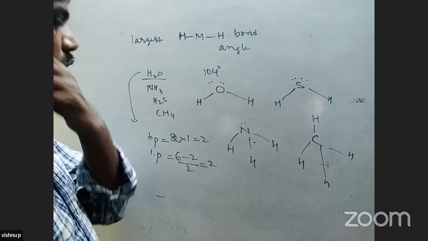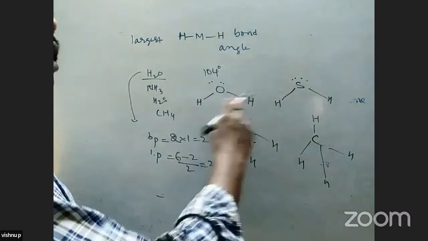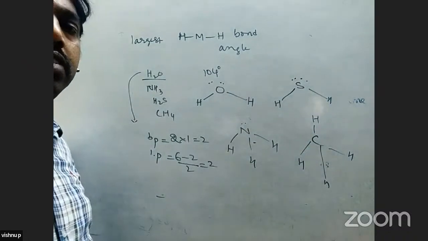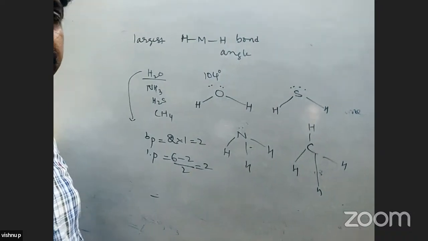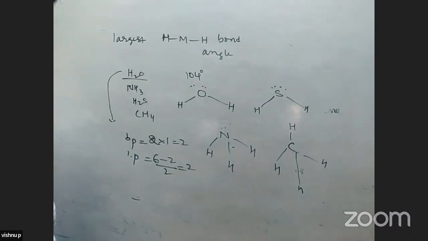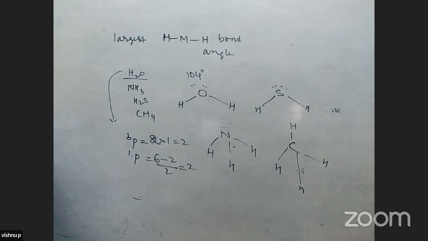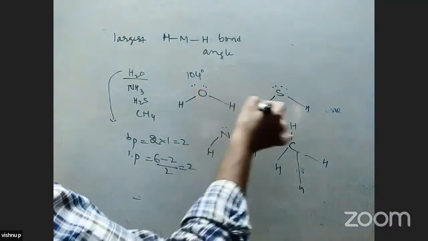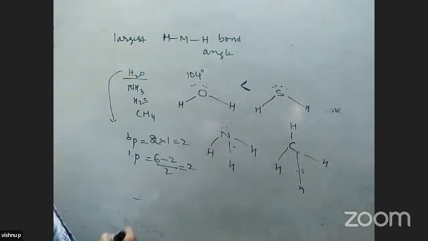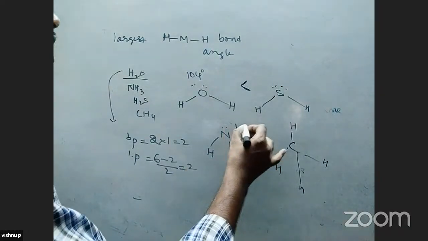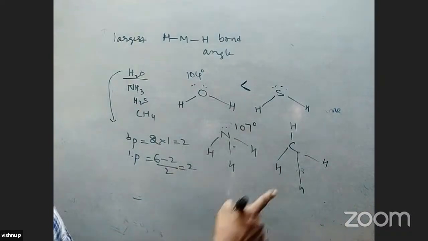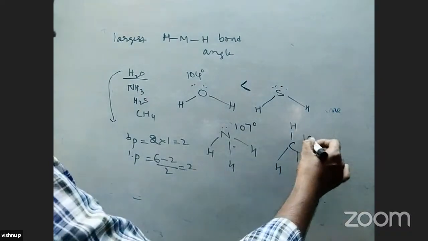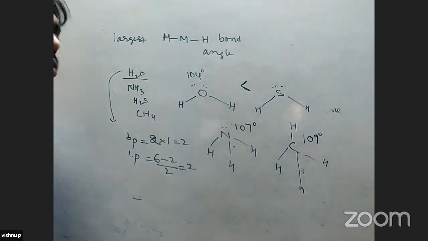In H2S, the central atom, same, two lone pairs and two bond pairs are present. If the central atom electronegativity is less, then the bond angle always decreases. So this bond angle is less than H2O. Ammonia has a pyramidal shape, one lone pair, bond angle is 107 degrees. CH4 has no lone pair, bond angle is 109 degrees. So CH4 bond angle is maximum.